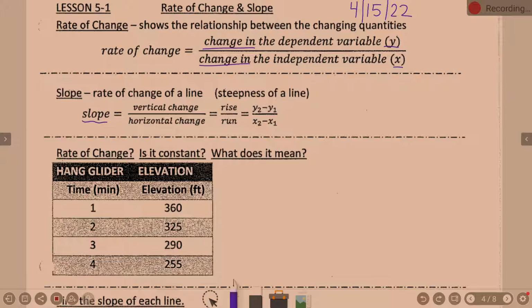As you do various tests, I don't really know what's on the ASVAB, but PSAT, SAT, anything that's a general standardized test, they're going to test slope. That's something you're going to see on there. And so for slope, there are 3 different ways listed here. Vertical change over horizontal change. So how far does something go up divided by how far does something go over? Probably not the way you're going to remember it.